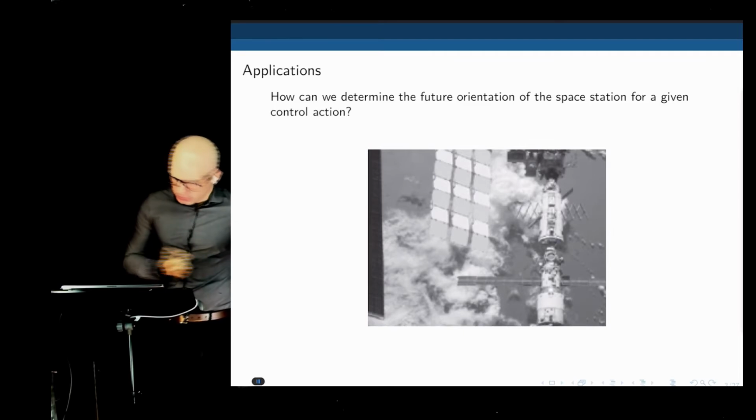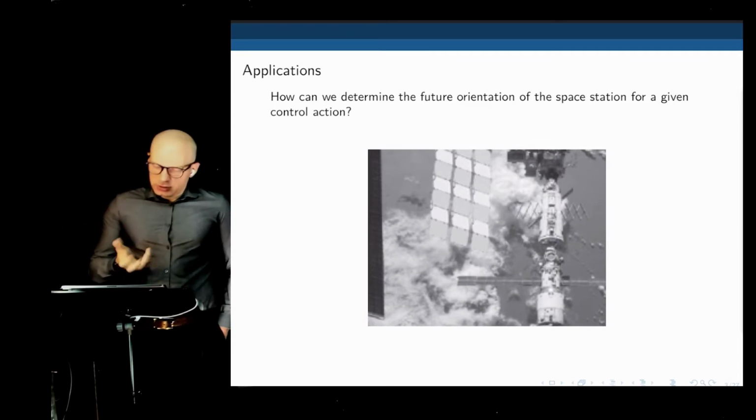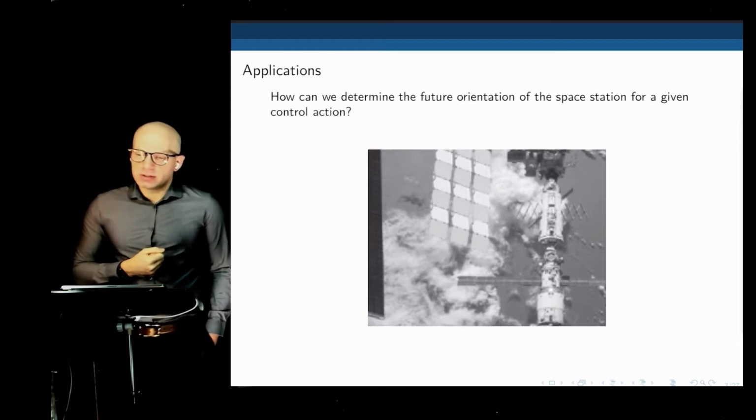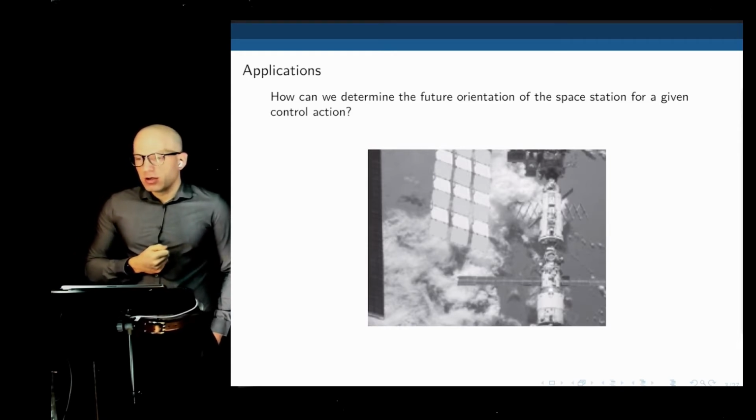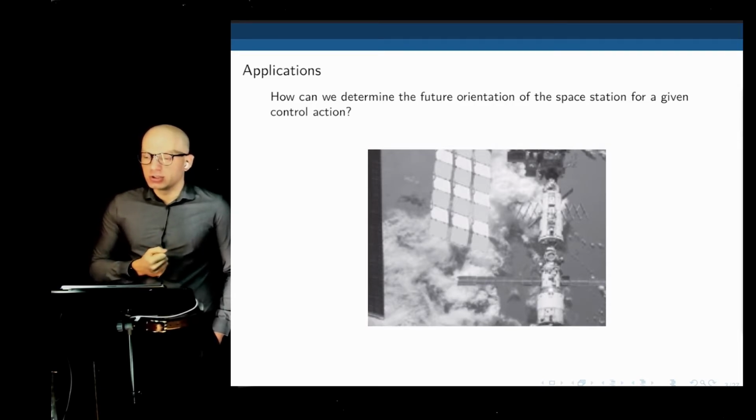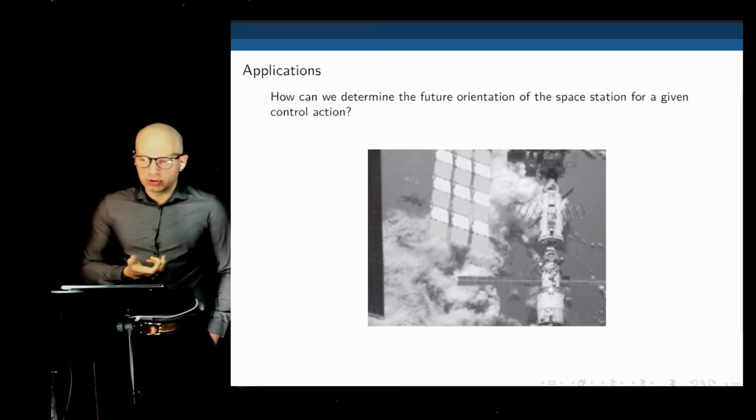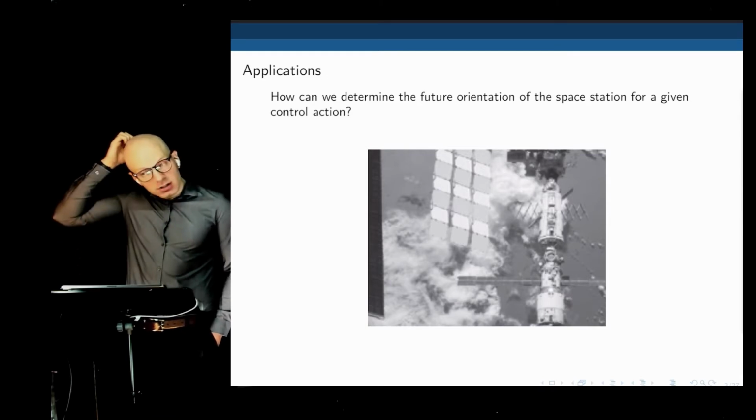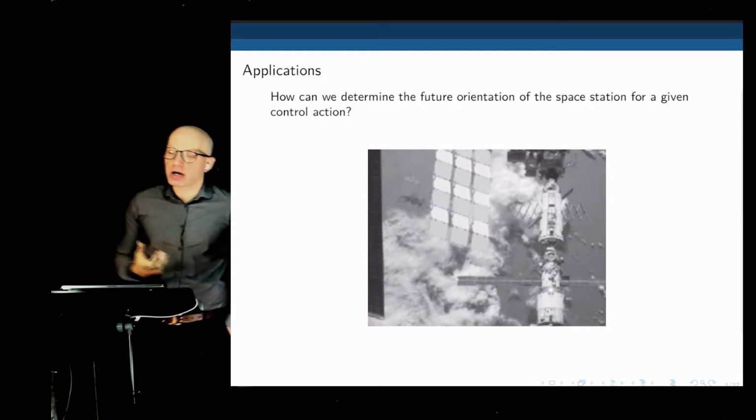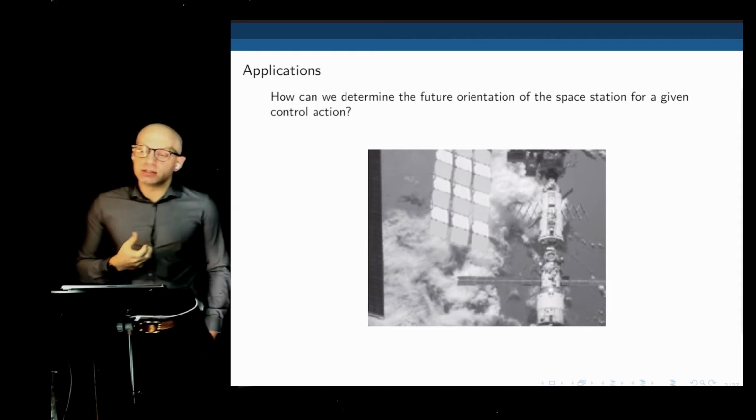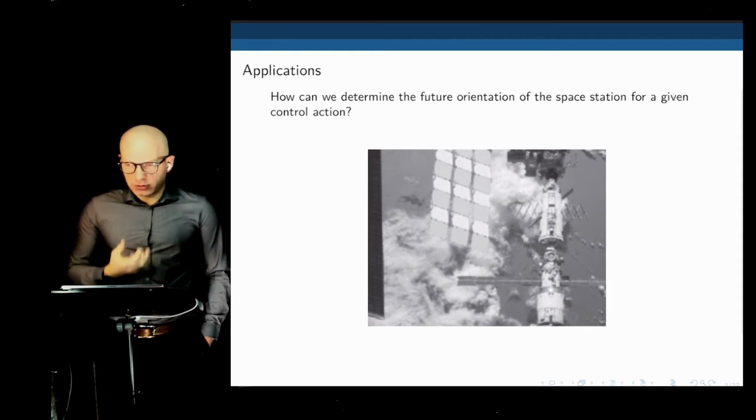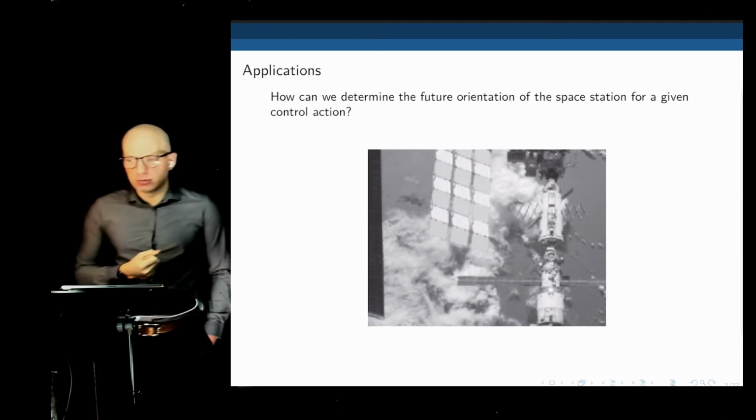My picture here is not showing very well, but a typical example where this type of analysis is used is in aerospace engineering. If you want to know the future orientation of the space station given a control action, what do we need to know? We need to know how it's currently moving, where it is, and of course the input to that system. But the input by itself is not sufficient. We need to know the current state of the system in order to predict its future behavior. So which are these variables that are needed in order to predict the future behavior? We need to identify them and then write the equations as a function of them.